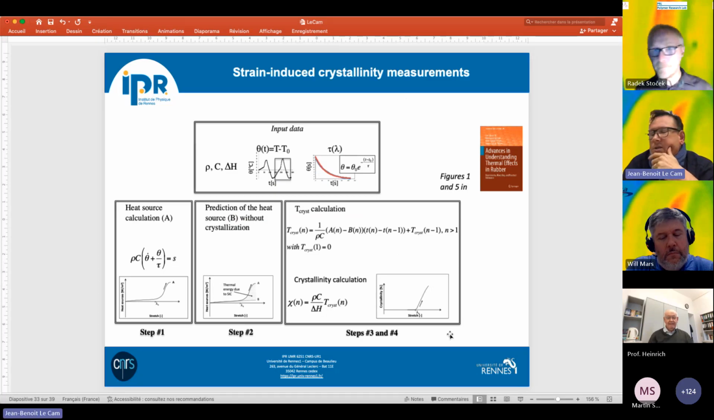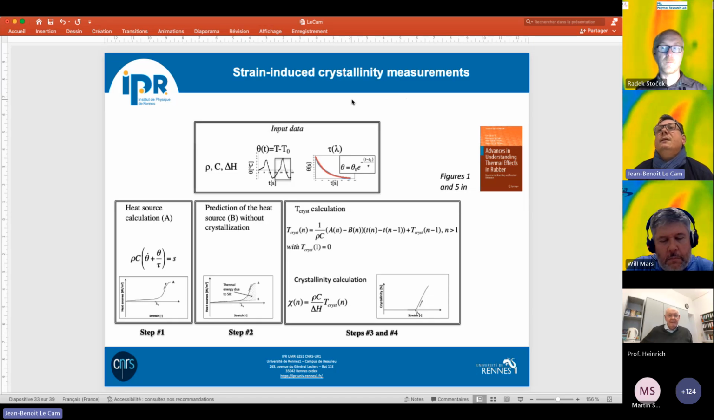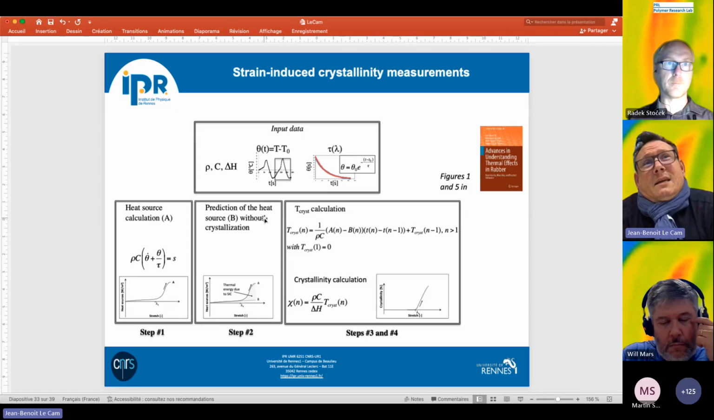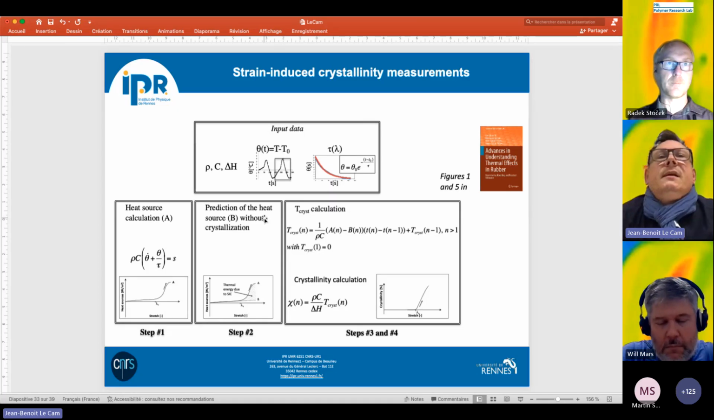I'll take a few minutes, if I can, to go further on what we can do with calorimetric measurements, especially when we have a specific calorimetric response, and this is the case when the material is crystallizing. What is complicated here is to link the calorimetric response to the crystallinity when the material deforms. So we did it.